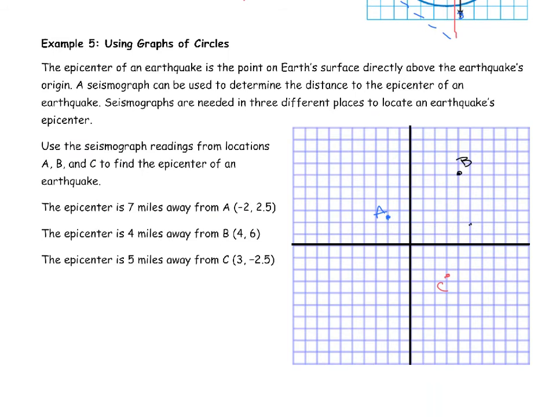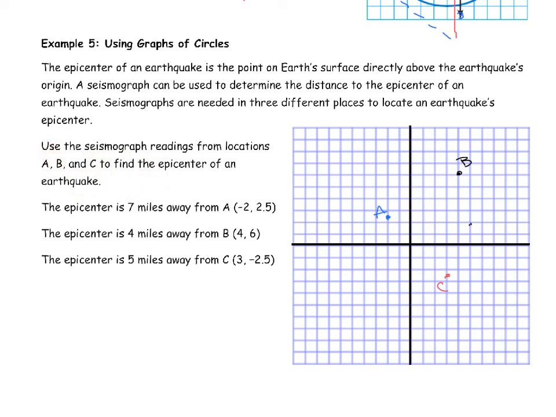All right, now for this last example, you are actually going to need a compass, and it's a tool that we use in geometry to help draw circles. Let me go ahead and at least explain the problem. The epicenter of an earthquake is the point on the Earth's surface directly above the earthquake's origin. A seismograph can be used to determine the distance to the epicenter of an earthquake. Seismographs are needed in 3 different places to locate an earthquake's epicenter.